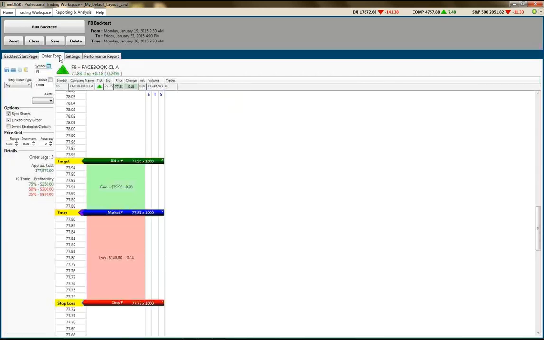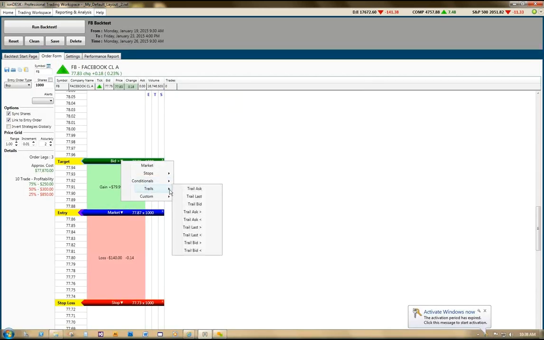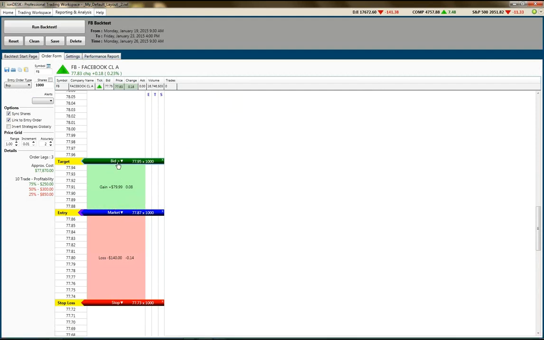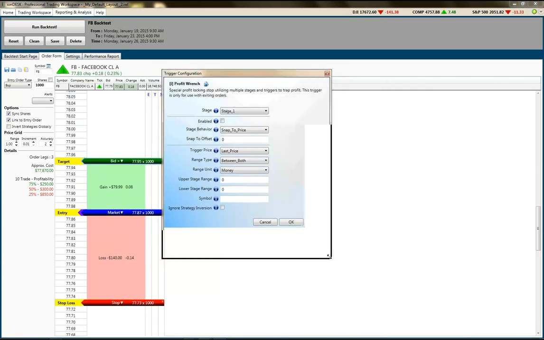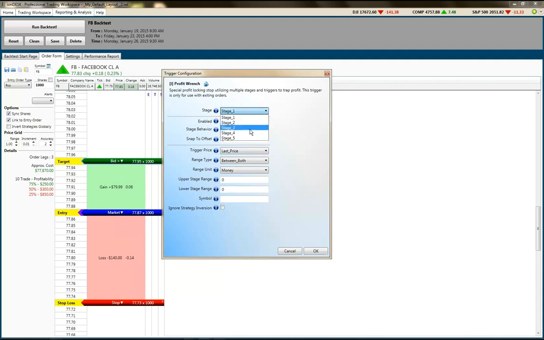Now, of course, we can do some more things to where we can put trails on, to actually trail and catch more upside. We've even got special things, like this is my personal add-in that I wrote for customers. I'm just going to say it's a great tool for trapping profit, because what you're able to do is set up stages.